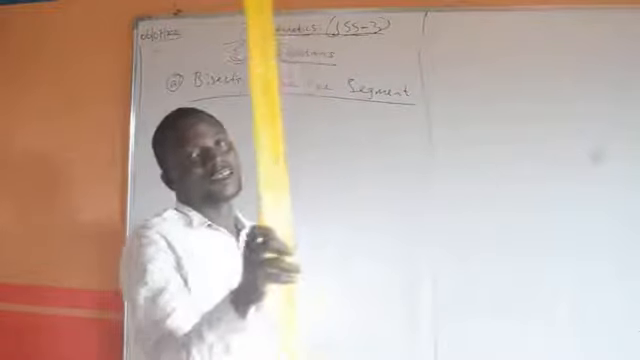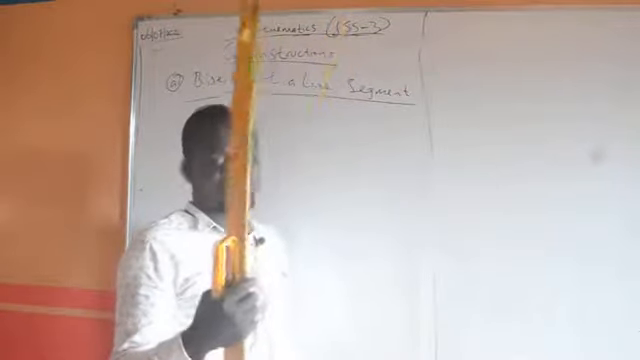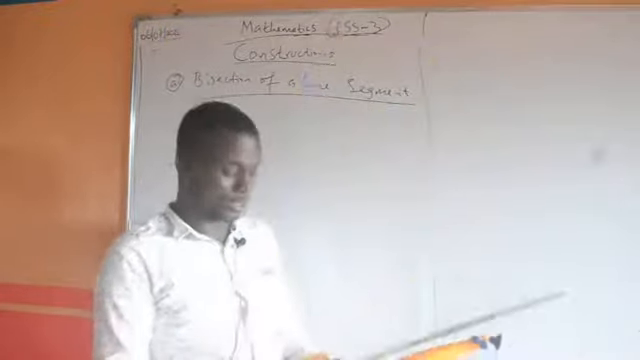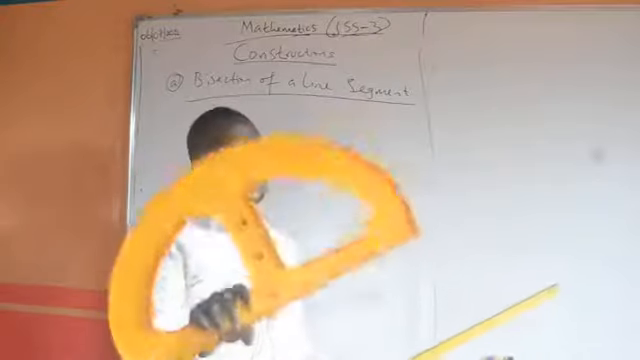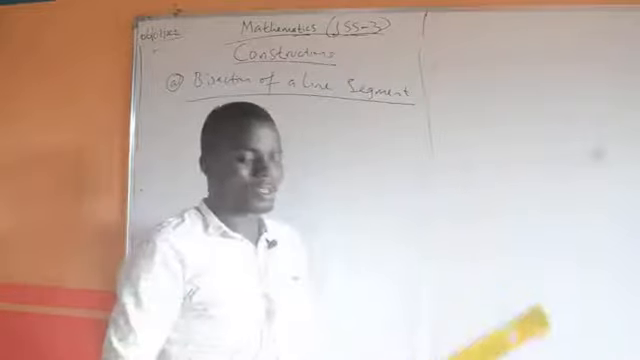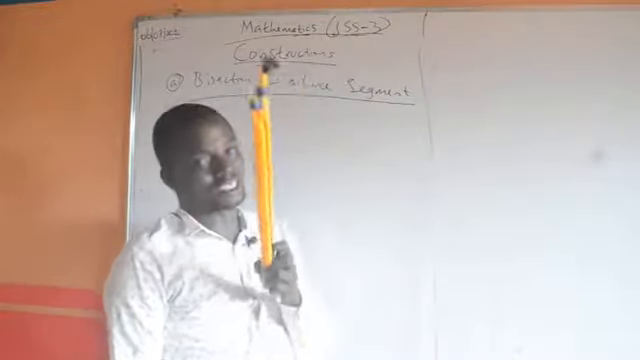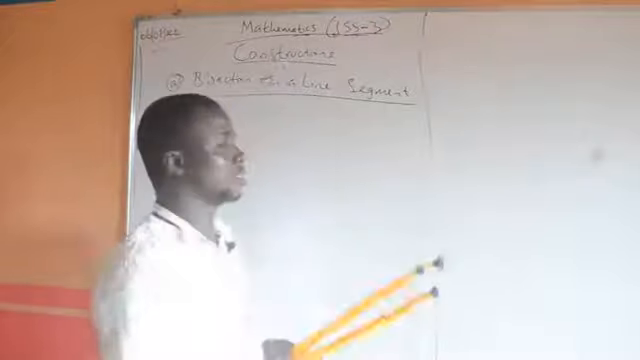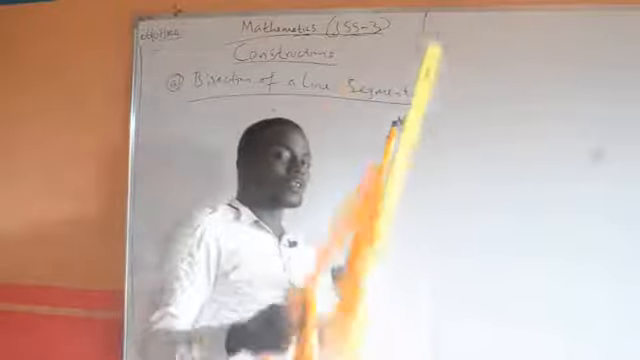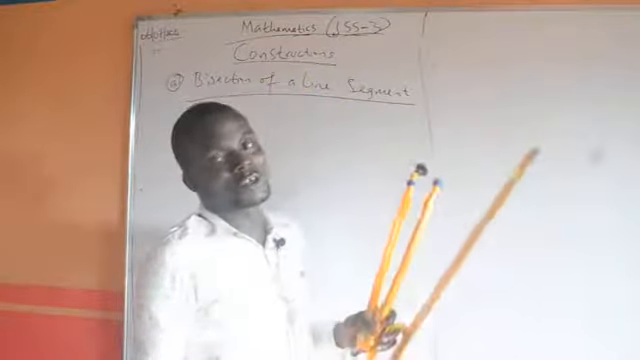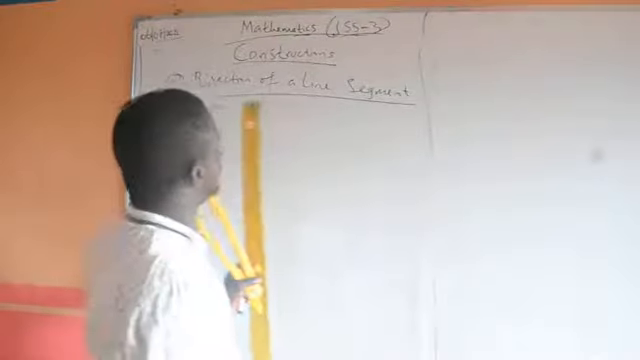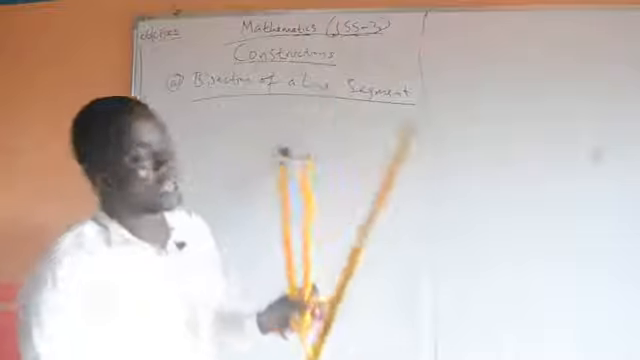You know this one, Abi? This one is a ruler. Not very long ago, we called it a meter rule, used to measure lines or to draw lines. This one is called the protractor, used to measure angles. Then this one is called a pair of compasses. So these are the instruments to construct various angles. The first subtopic we have today is bisection of a line segment.